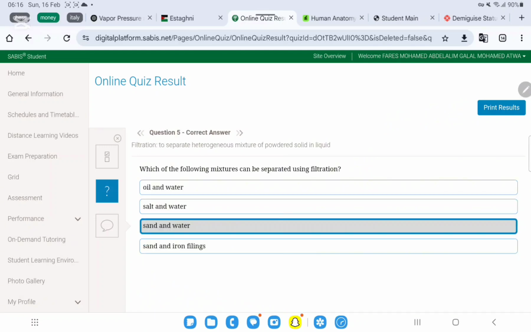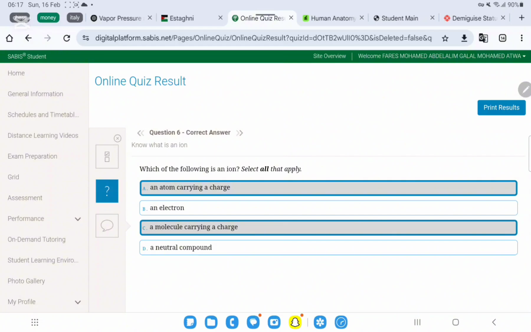Which of the following mixtures can be separated using filtration? Again, filtration is used when an insoluble solid is in a liquid. So oil and water, these two are immiscible liquids, so not filtration. Salt and water, homogeneous mixture, the salt dissolves in the water, use distillation for that. Sand and water, sand is insoluble in water, so you use filtration. Sand and iron filings, neither of these dissolve in water or there is any liquid, so you can't use filtration. So it's wrong.